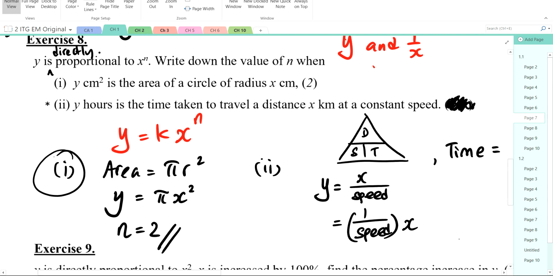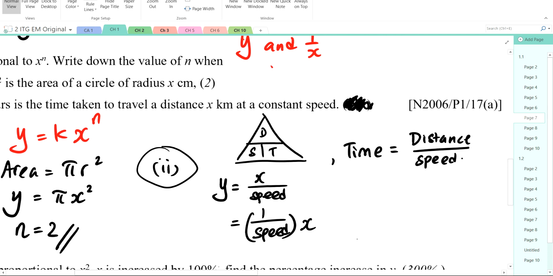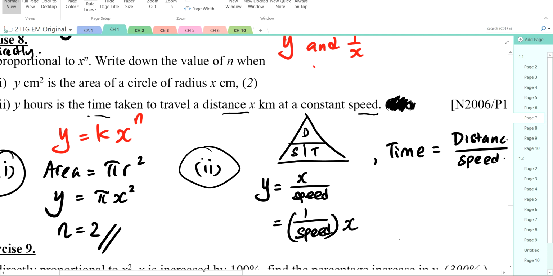Were you able to understand part 1? What about part 2? Part 2, no. Okay, never mind. Let me explain. It is a question on time, distance, and speed. For constant speed, we use this in our primary school, isn't it? Distance divided by time gives you speed. So now they want you to express y in terms of everything else. And they say that y is the time taken. So time equals distance divided by speed.